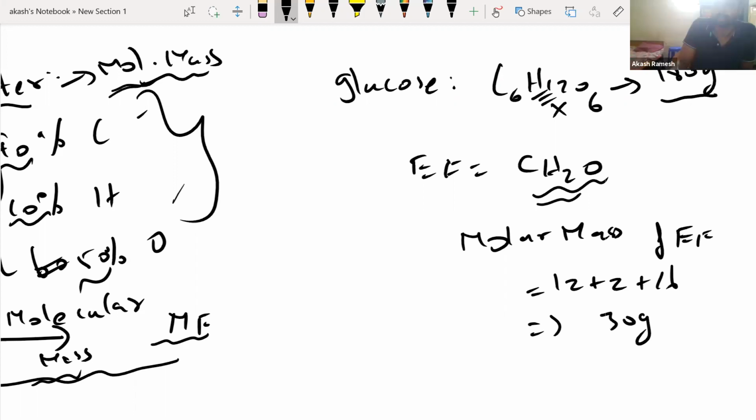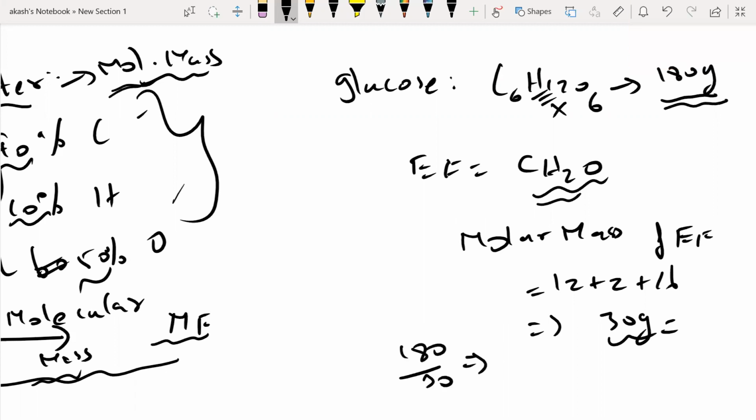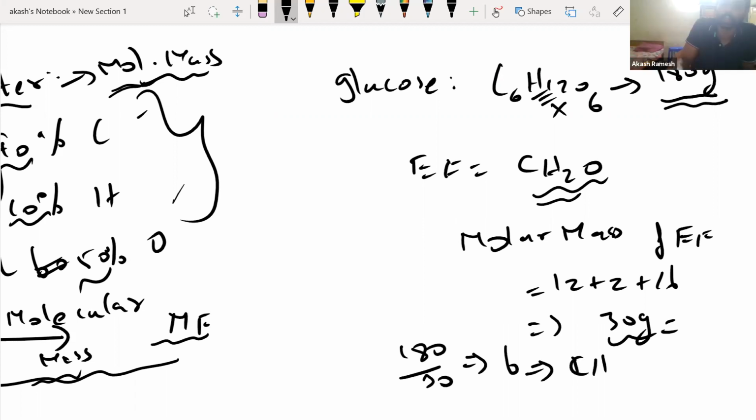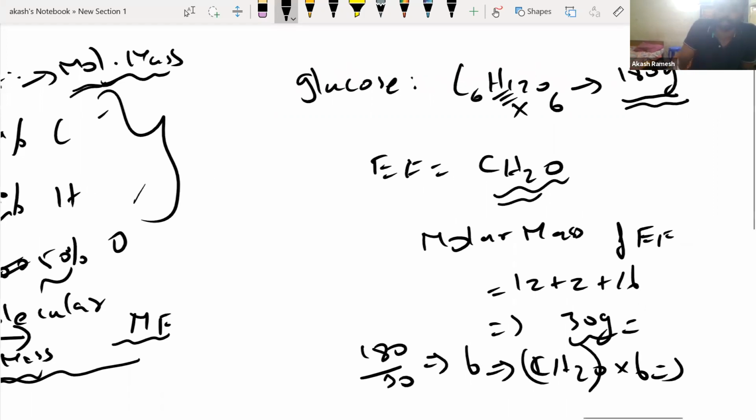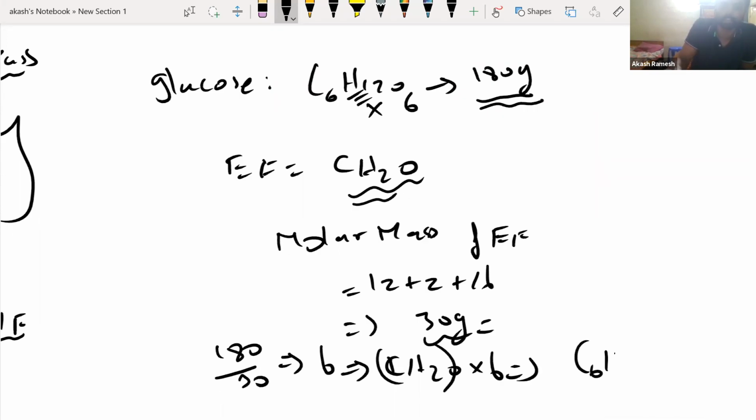Now you know this is the molecular mass of the empirical formula, and this we know is the molecular mass of the molecular formula. Now look at this, guys. If I divide 180 by 30, what are you going to get? 6, right? So this 6 has to be multiplied with the empirical formula. If you multiply the 6 here, you get C6H12O6.